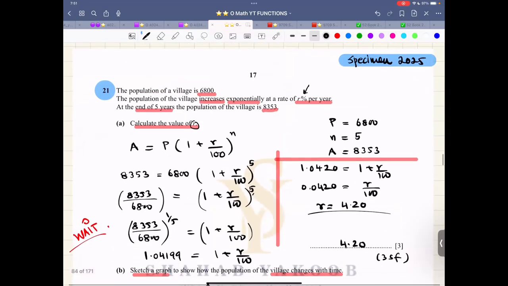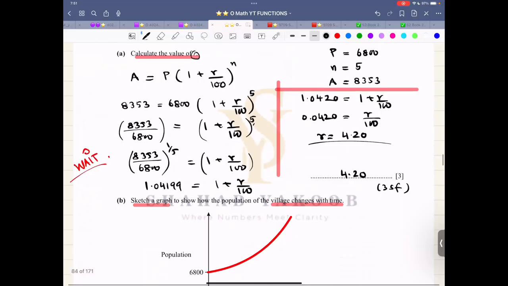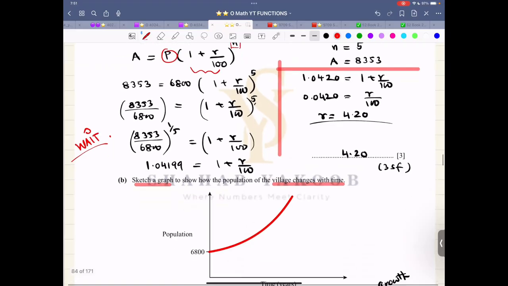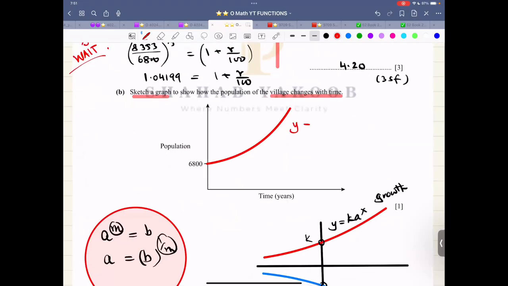So therefore, over here, basically, this is an initial value. Let's talk about it symbolically. This is the initial value, and this is a value raised to the power of n. So y is equal to population. So therefore, A equals P times 1.0420 raised to the power of n. Over here it's n, and over here, this is the population. That's how the graph is.